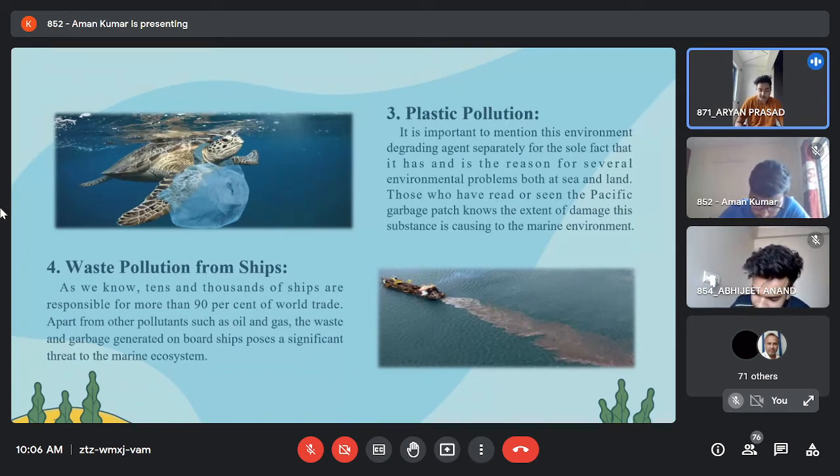Next point is waste from ships. Ships can pollute waterways and the ocean in many ways. Oil spills can have a devastating effect.